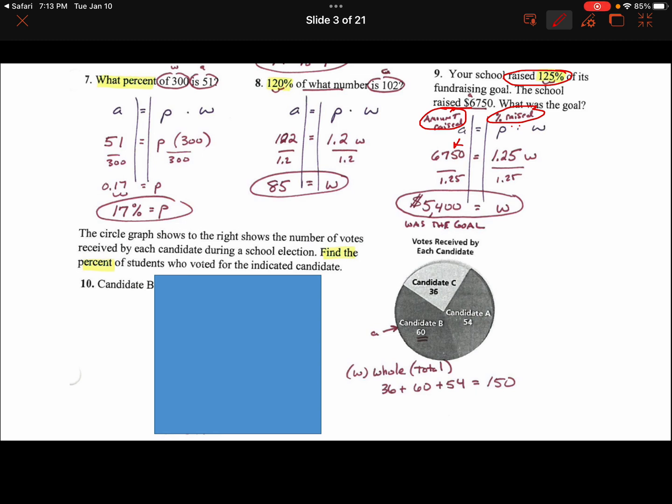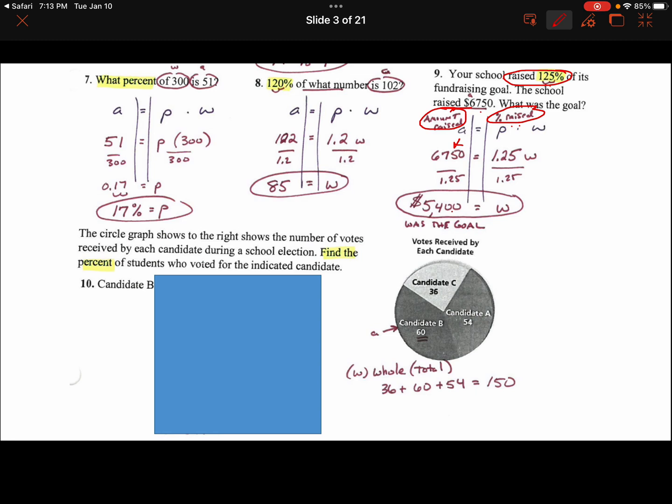So in this case, if they tell you you raised $6,750 and you raised 125% of your goal, by raising 125%, you're more than the goal. And so you can see that our goal is smaller than what we raised, which is a good indication that we have the correct answer.